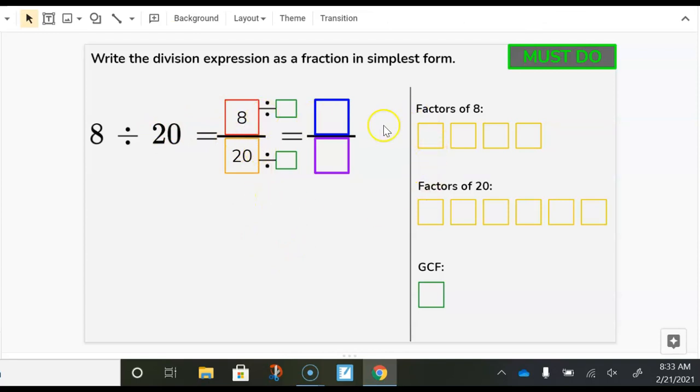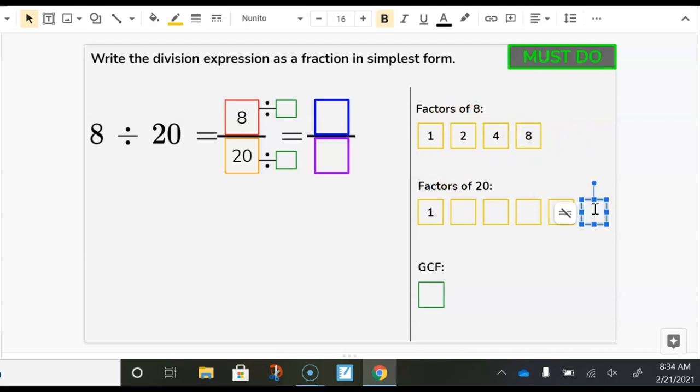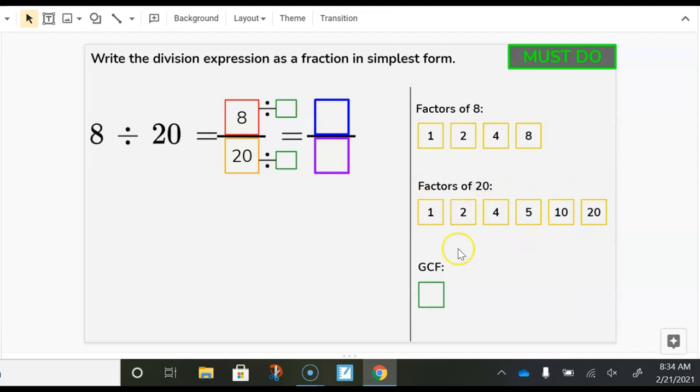Remember, to simplify, you list the factors of the numerator and the denominator to find the greatest common factor. 1 times 8 for factors of 8, and 2 times 4. Those are all my factors of 8. My factors of 20, I always start with 1 and the number itself. It's an even number, so I know 2 is a factor. 2 times 10 is 20. And I know that 4 times 5 is 20, so 4 and 5 are factors. My greatest common factor between these two is 4.